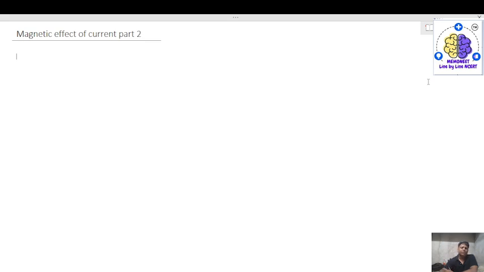So the second part which we are going to see today is the magnetic effect of current. The very first topic is the force experienced by a current carrying conductor in a uniform magnetic field, right?